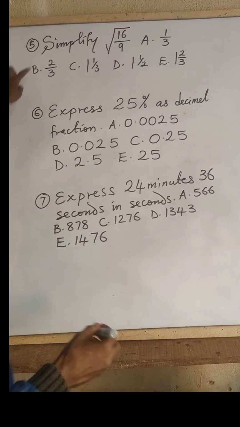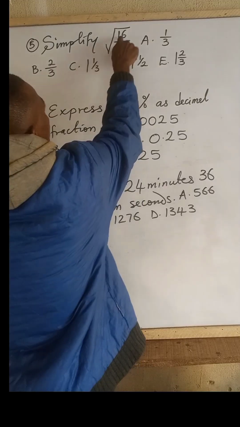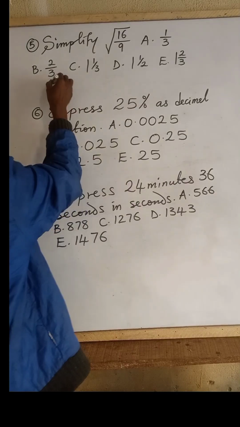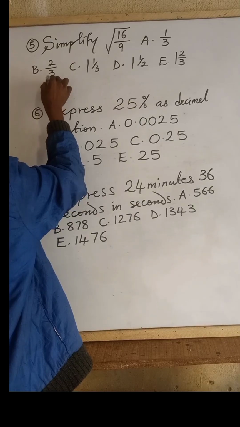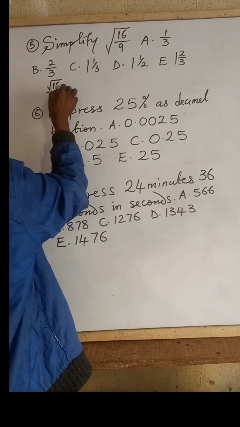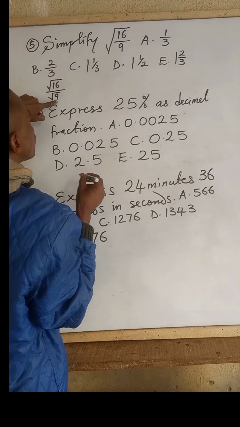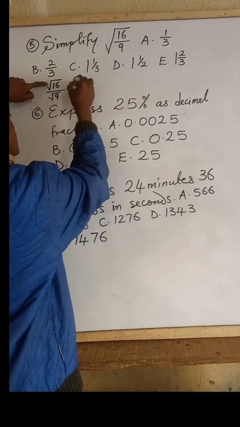Number 5, we have simplify square root of 16 over 9. Now, square root of 16, we are looking for a number that will multiply itself 2 times that will give us 16. And also a number that will multiply itself 2 times that will give us 9.